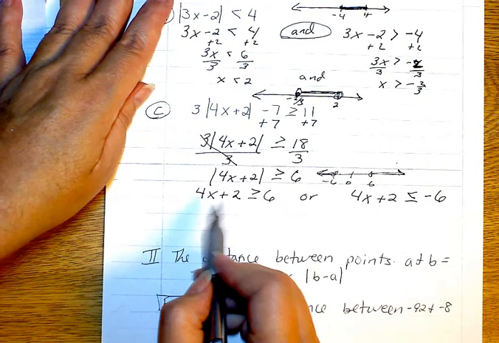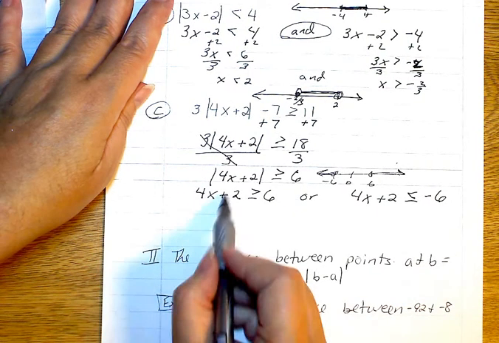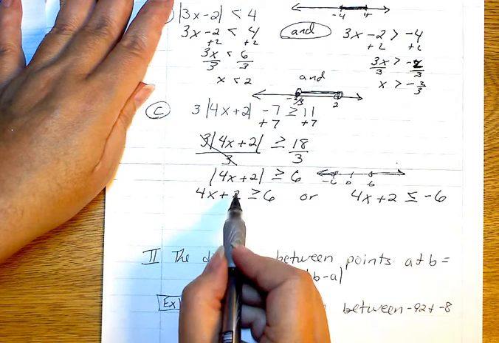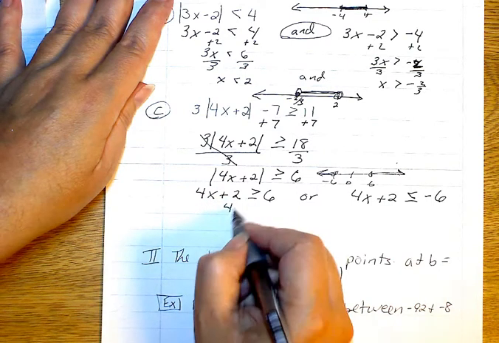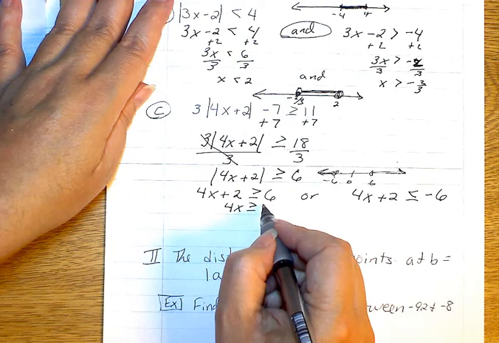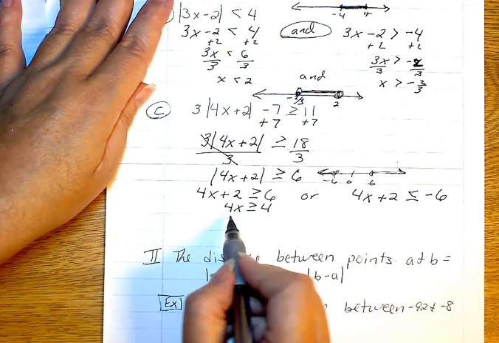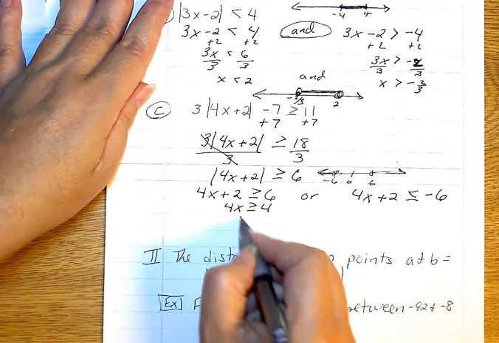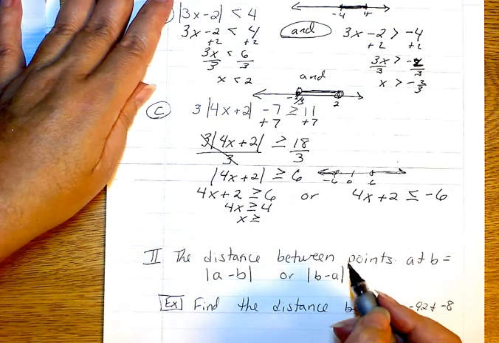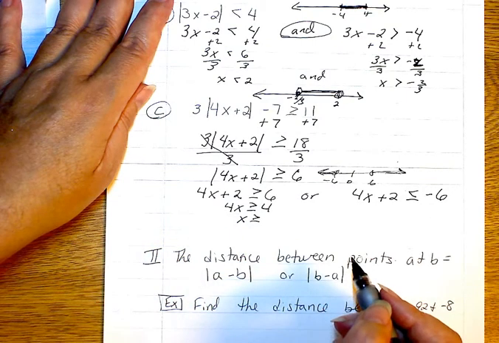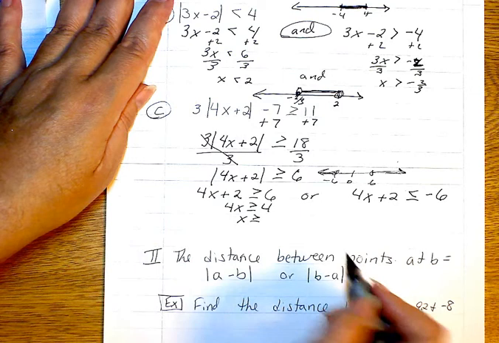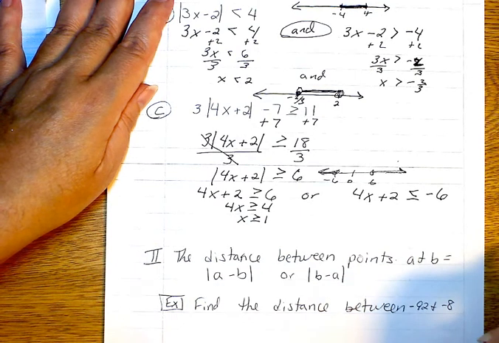Solving this side, the first thing I have to do is subtract 2. So I have 4x is greater than or equal to 4. Divide by 4, so I have x is greater than or equal to 1. I just want to make sure you guys are with me.